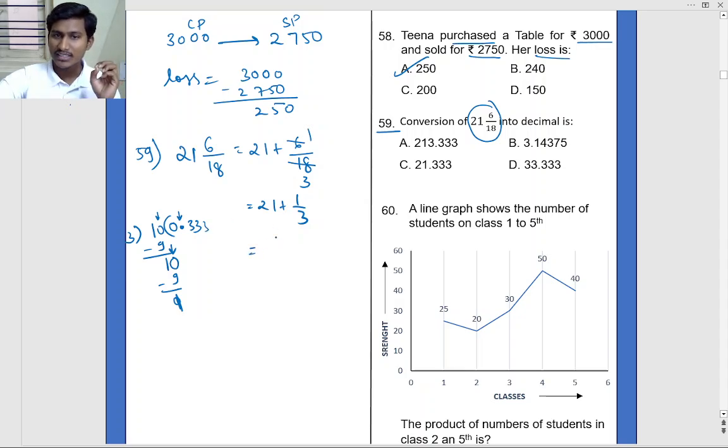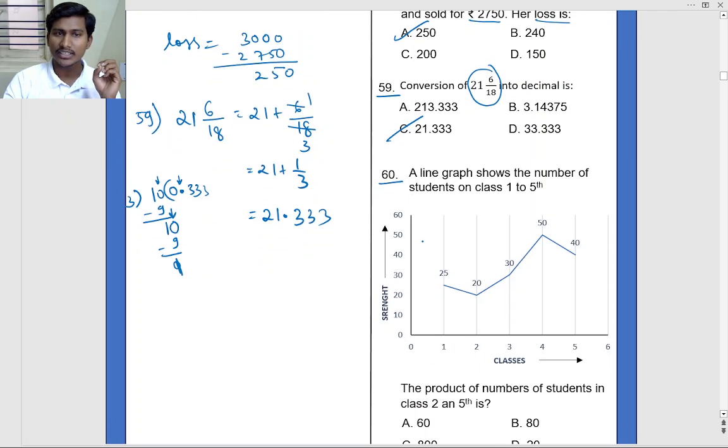So what is the answer? 21.333, that is not 0, that is 0.333, after 0.33 the 3 will repeat, right? So 21.333. So which option? It is option C here. Okay, good. So now question 60.